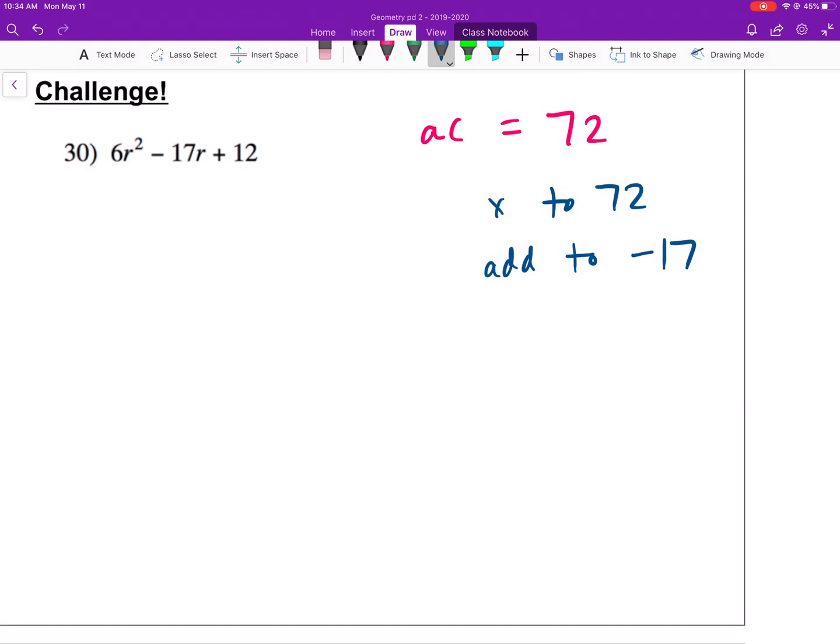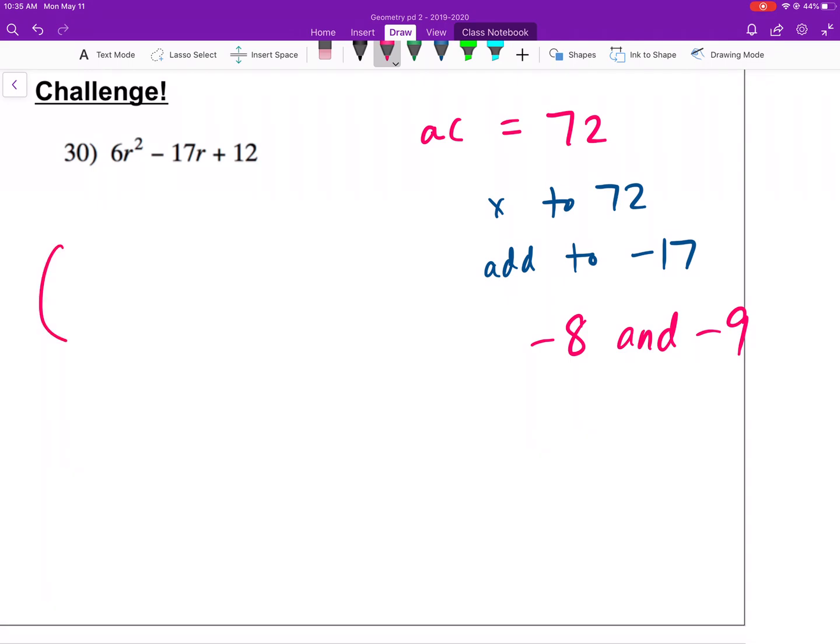So if it's multiplying to a positive, it's either a positive times a positive or a negative times a negative. And in this case, it's going to be a negative times a negative because it has to add to a negative. So what are those two values? They multiply to 72 and add to negative 17. It would be negative 8 and negative 9.